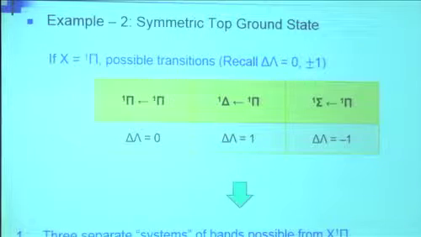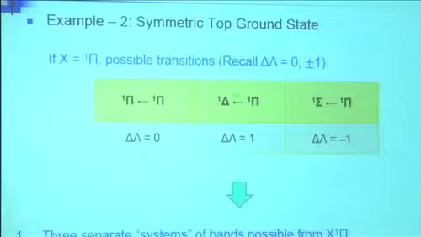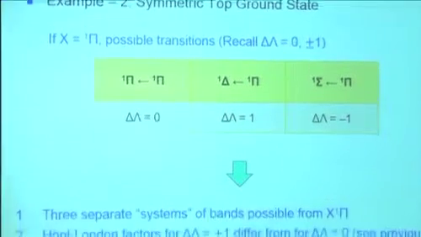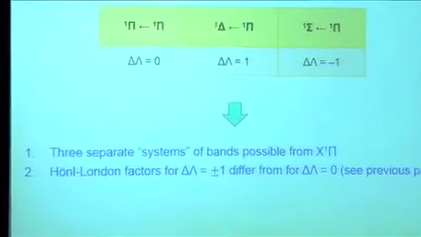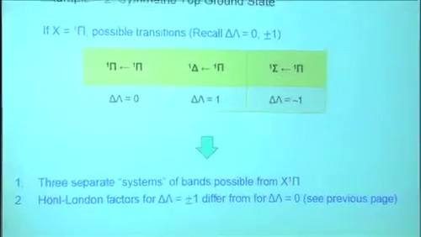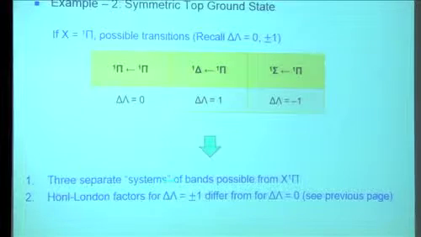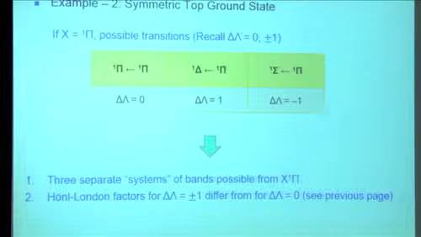So we're starting in the ground X 1 pi, that's here, and here, and here, and we're transitioning to the 1 sigma, or the 1 delta, or the 1 pi, because there are 3 possibilities. 3 different electronic groups of lines. I call them systems here, but in quotation marks, because in principle the word system should correspond to all of the electronic transitions from one electronic state to another. This is like 3 separate subsystems. I probably should have used subsystems.